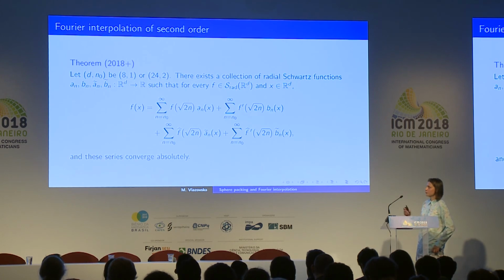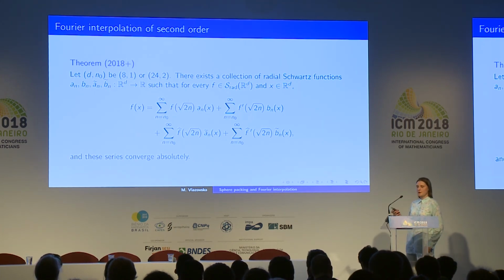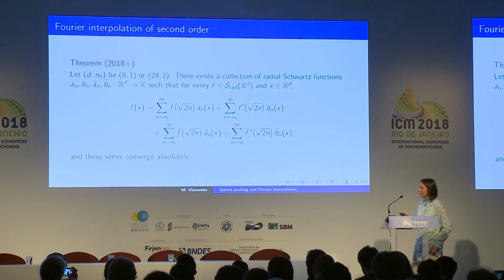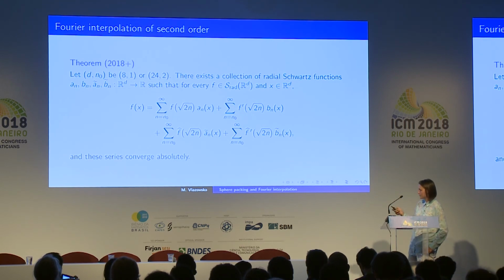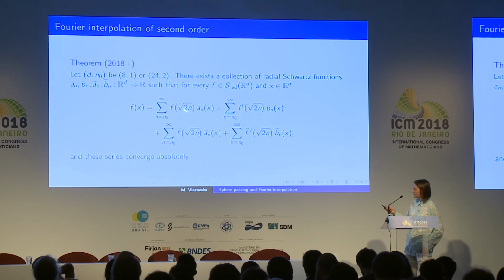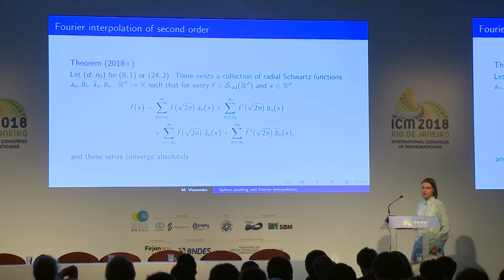Now how can we construct such a function? Here what will be useful for us is the second order interpolation formula I've already mentioned once. Here is a more precise formulation of this principle, that a Schwarz function can be reconstructed from its values and the values of its Fourier transform at the square roots of even integers.